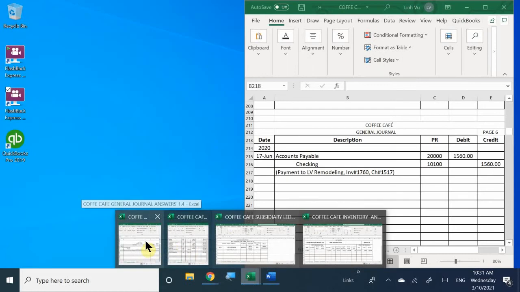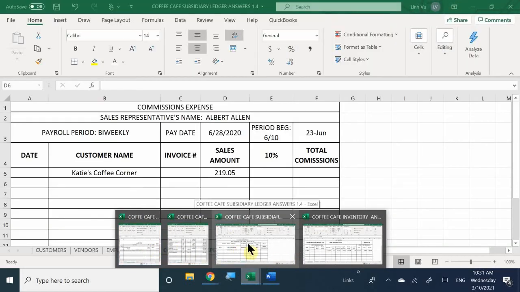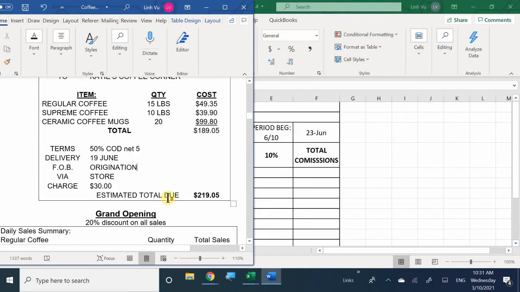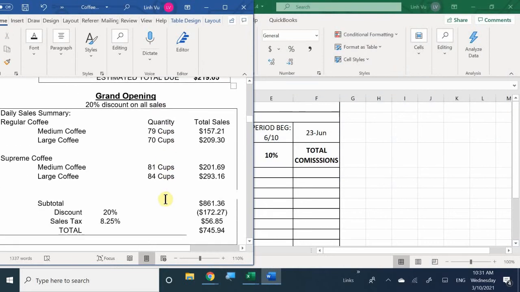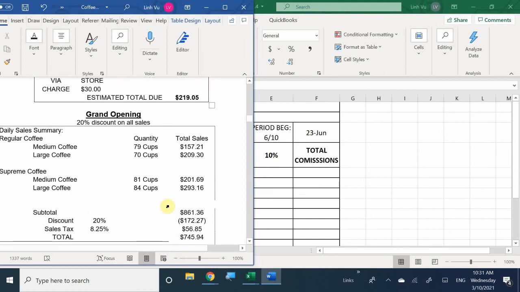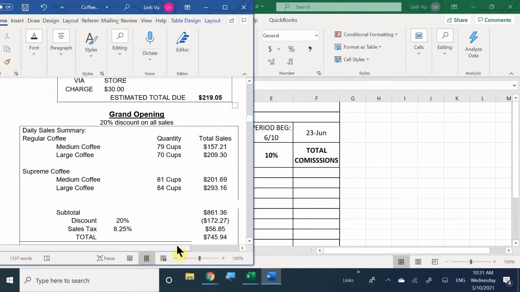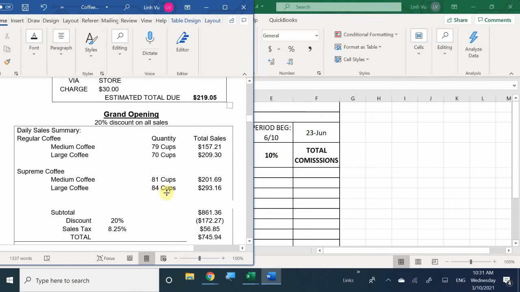So now let's go ahead and see what happened next. Okay. So we have a grand opening. That means for our grand opening, we sold all this coffee, and we also sold all these coffee cups. All right. We also have a sales discount because it's our grand opening, right?